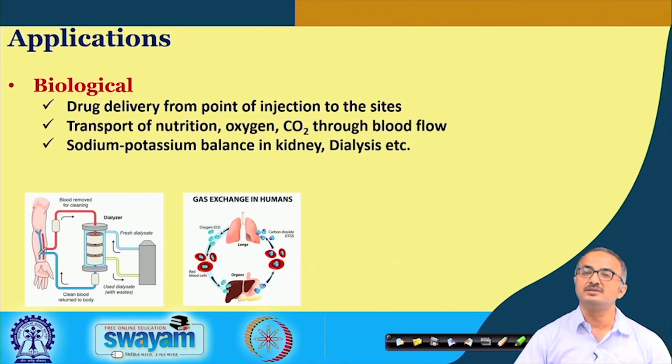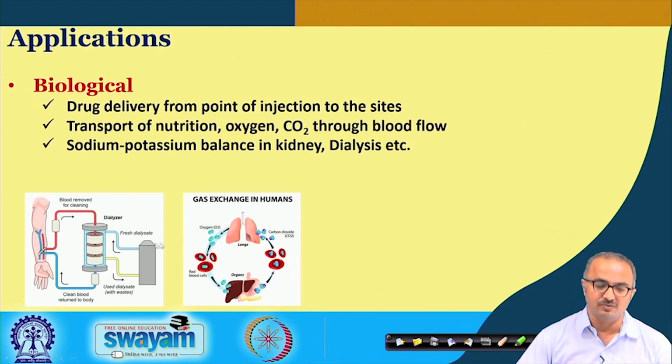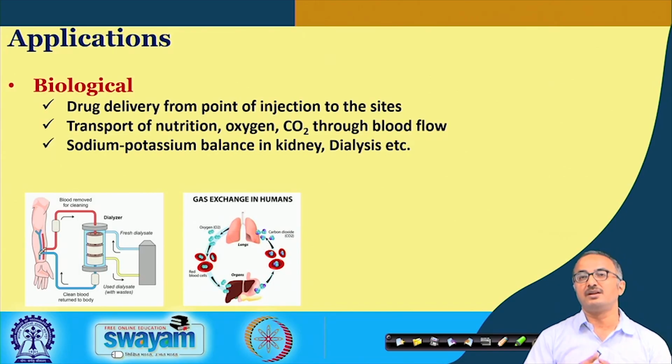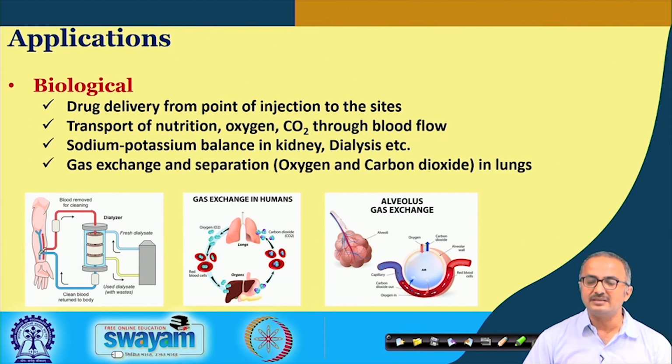If somebody's kidney is failing, then we need some kind of dialyzer. Similarly, blood transfusions are also done, and this occurs if somebody has some kind of cancerous disease, then we need a blood transfusion. So, all these things are systems which may be studied with these balances. And then gas exchange and separation in the lungs, as I just told you.